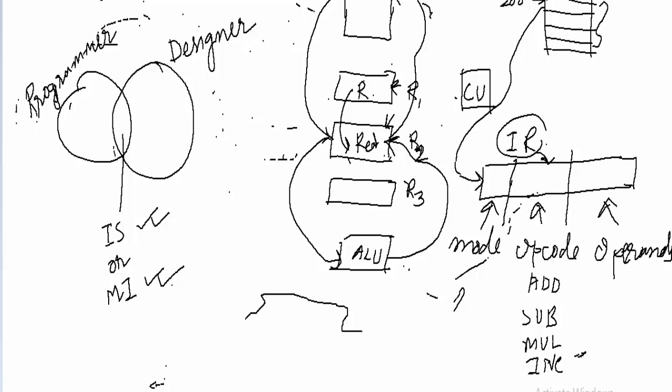This is told by the opcode, and the operand fields will tell where the actual data is present. Whatever information is present in the operand, how to interpret this information is given by the mode. This mode will tell how to interpret this information. Now first we are going to discuss the types of mode, which will tell how to work on the operands field.